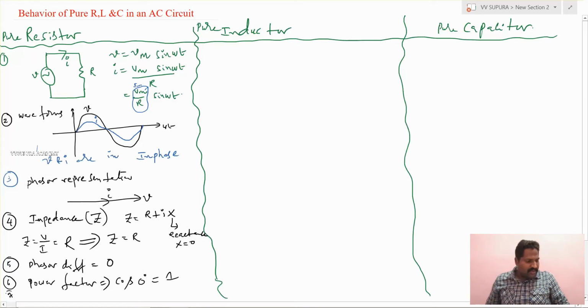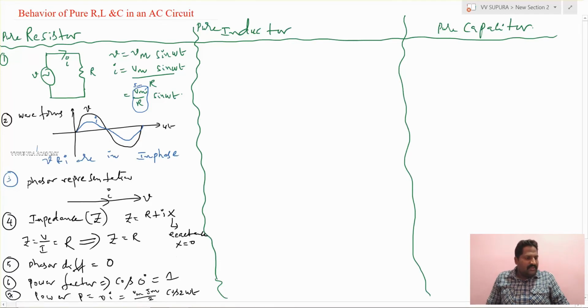The seventh point, a very important point, power. Power P is equal to V into I. So V into I, that is Vm sin omega t and Im sin omega t. I can write Vm Im by 2 cos 2 omega t. If you solve these two multiplications, you can get Vm Im by 2 cos 2 omega t. Okay, so these are the points we discussed for the resistor, and we will do the same for the inductor and capacitor.